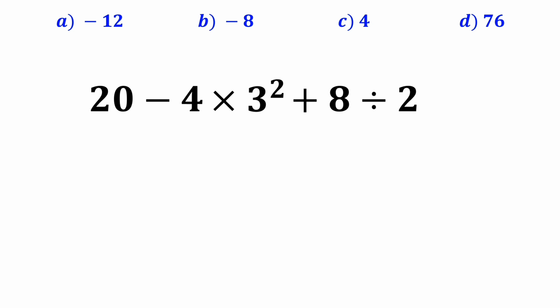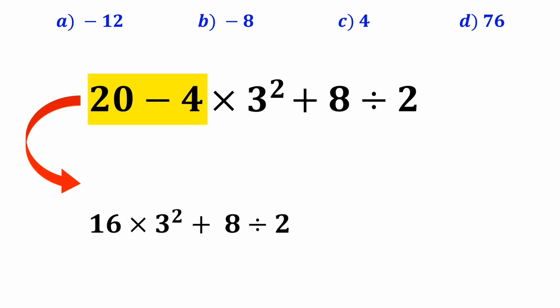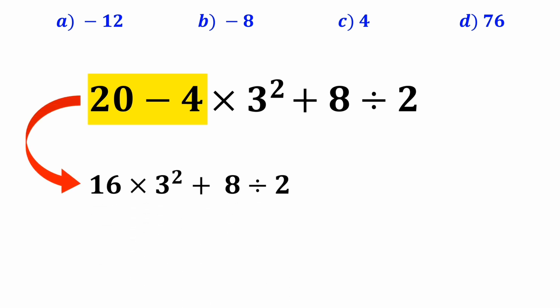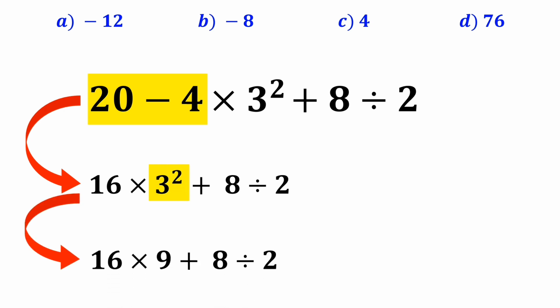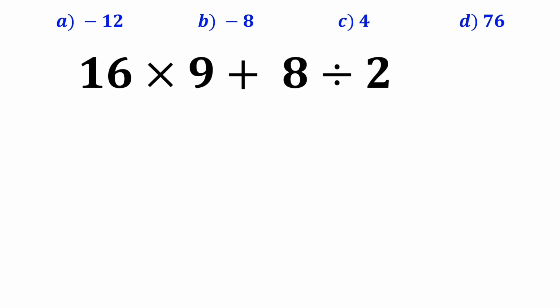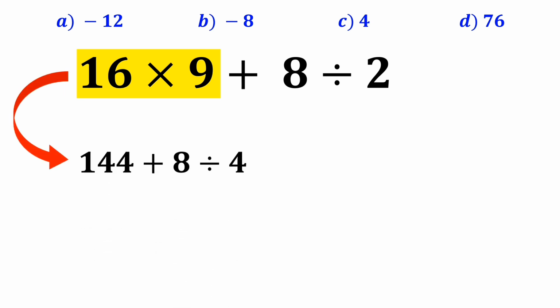Many people when solving this question start with 20 minus 4 and rewrite this expression as 16 times 3 squared plus 8 divided by 2. Then they move on to 3 squared, which I have highlighted in yellow, and replace this expression with 16 times 9 plus 8 divided by 2. In the next step, they usually go for the multiplication between 16 and 9 and replace this expression with 144 plus 8 divided by 2.